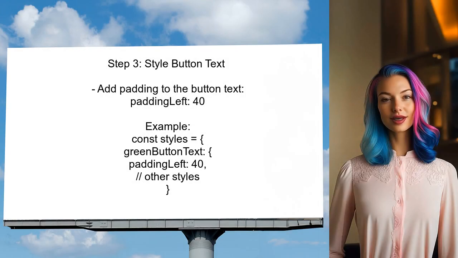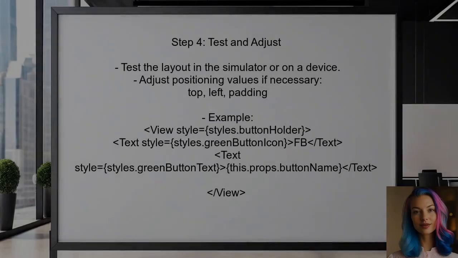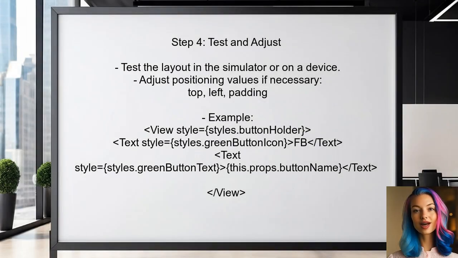Then, the user should ensure that the button text is styled appropriately to avoid overlap with the icon. This can be done by adding padding to the button text. Finally, the user should test the layout to ensure that the icon appears correctly over the button text. They can adjust the positioning values as needed for perfect alignment.